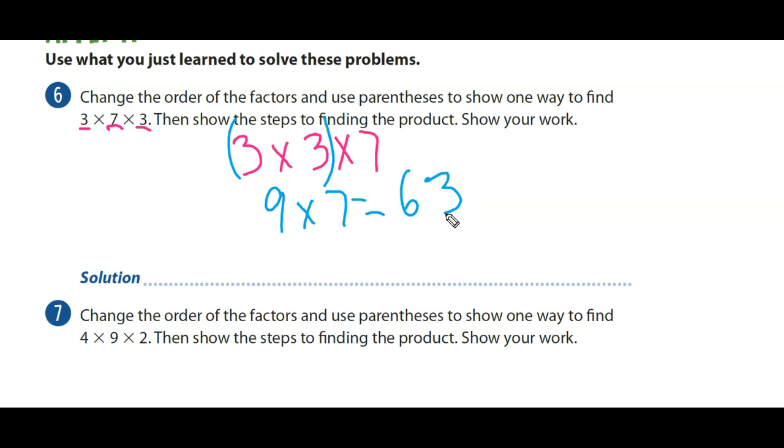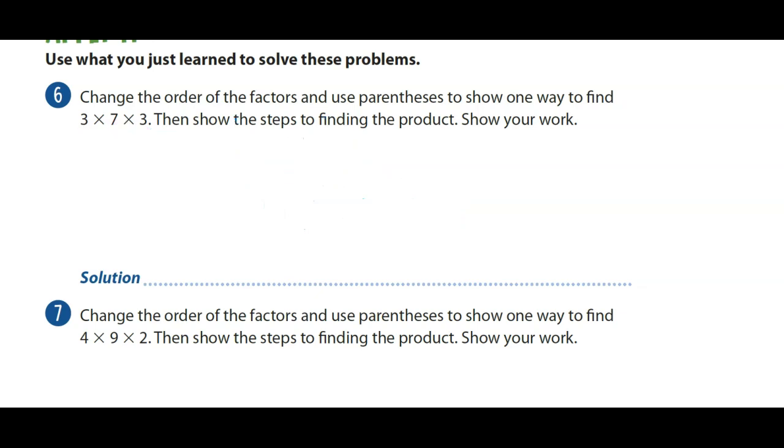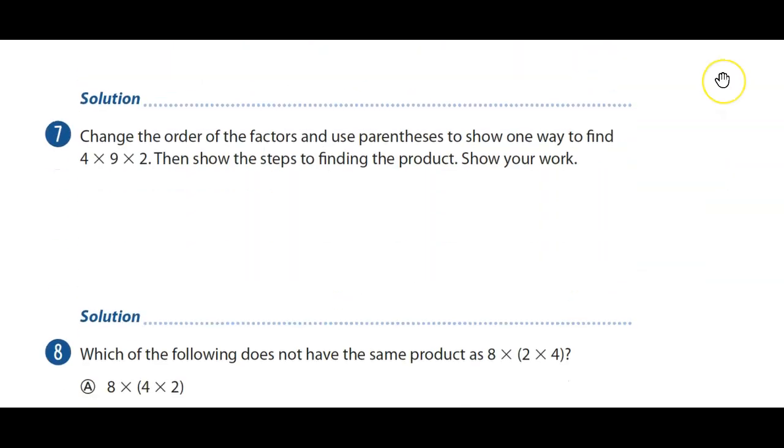That's another way you could do it. Just use the strategy that you're more comfortable with. And then look at this one too. It says change the order, right? Follow the directions. Change the order of the factors. So I have 4 times 9 times 2. What should I write, Tammy? 2 times 4 times 9.